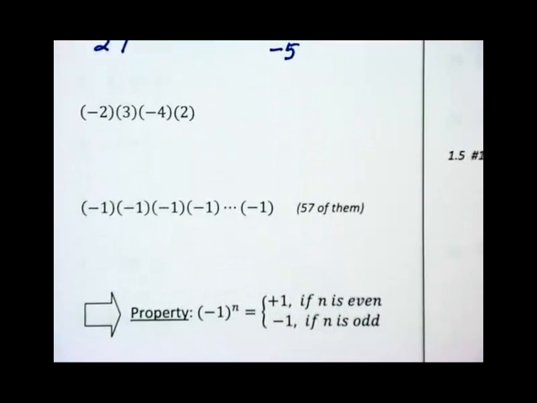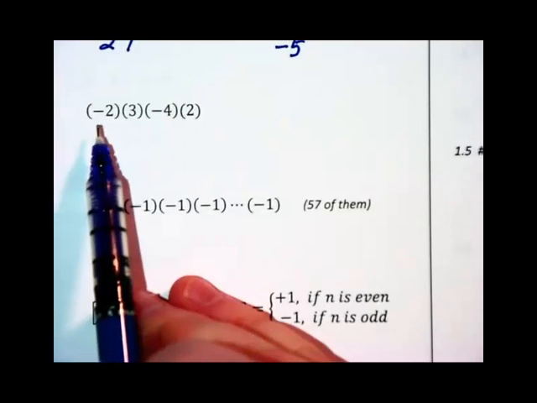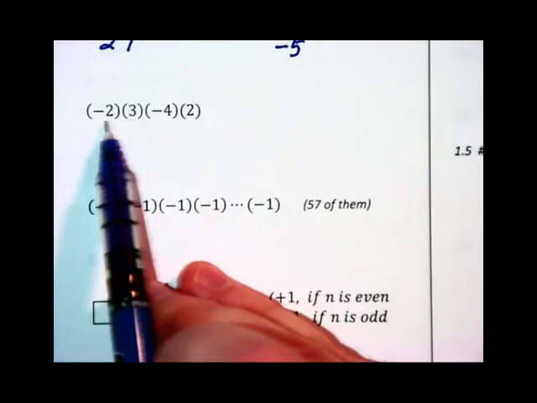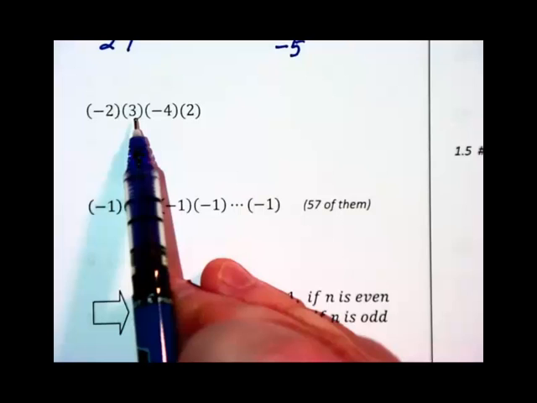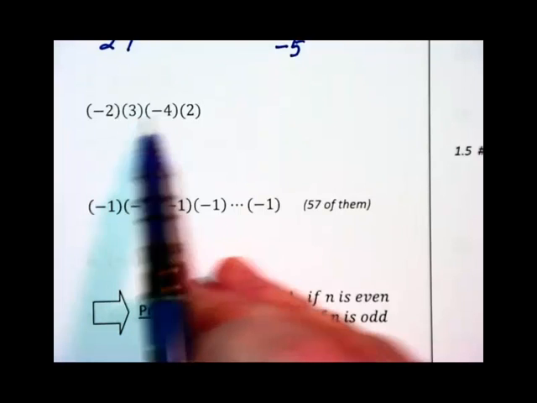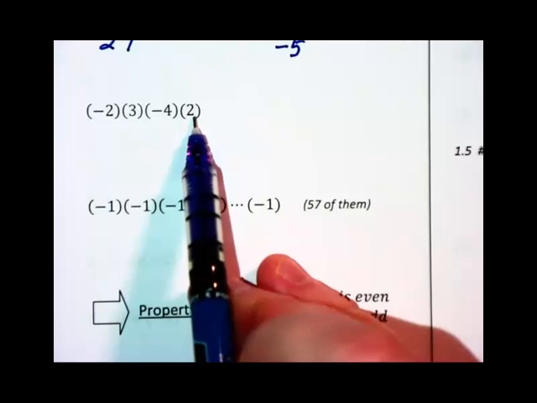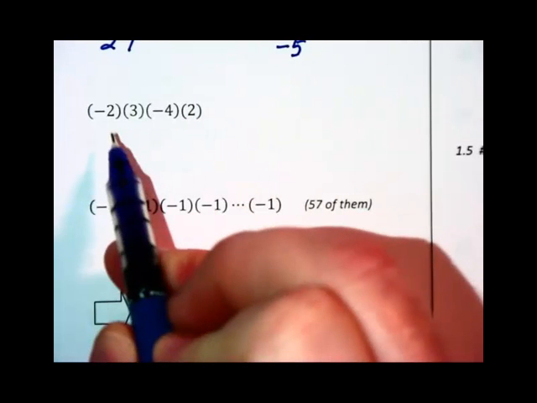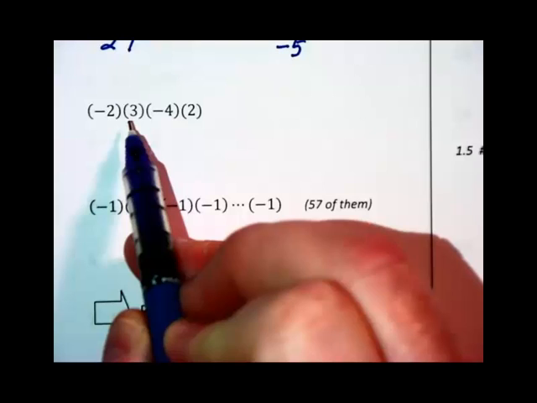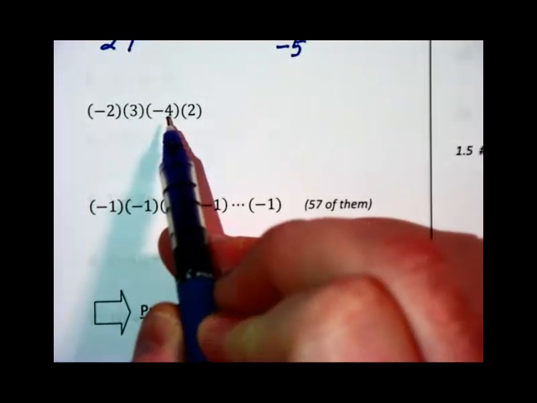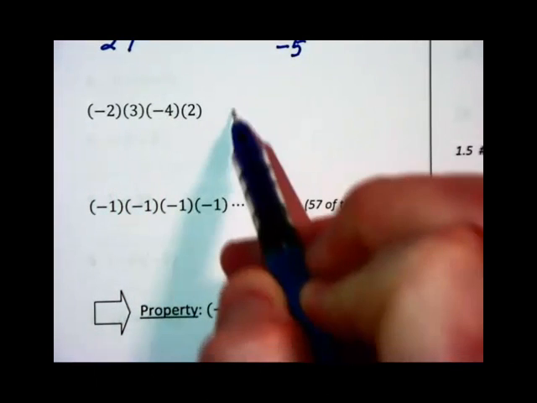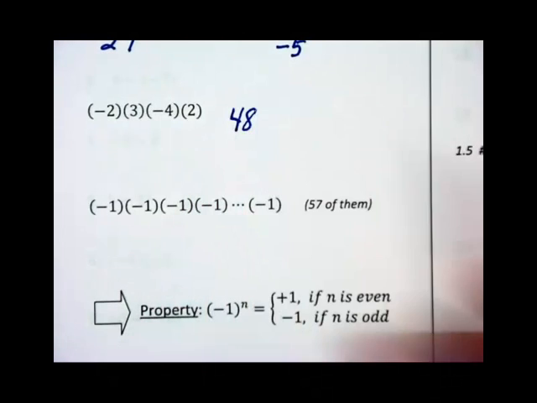When you are multiplying or dividing a string of numbers together, you can just work from left to right. A negative times a positive is a negative. That negative times another negative makes a positive, times another positive makes positive. And then you just multiply the numbers together. 2 times 3 is 6, times 4 is 24, times 2 is 48.